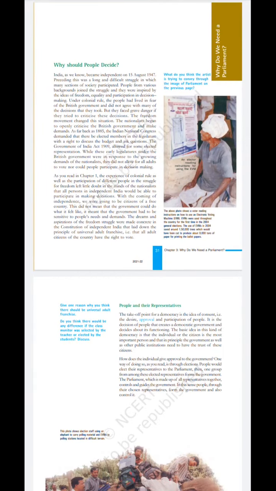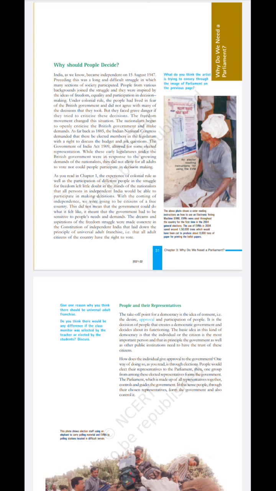Why should people decide? India, as we know, became independent on 15th August 1947. Preceding this was a long and difficult struggle in which many sections of society participated. People from various backgrounds joined the struggle, and they were inspired by the ideals of freedom, equality, and participation in decision making. Under colonial rule, the people had lived in fear of the British government and did not agree with many of the decisions that they took. But they faced grave danger if they tried to criticize these decisions.